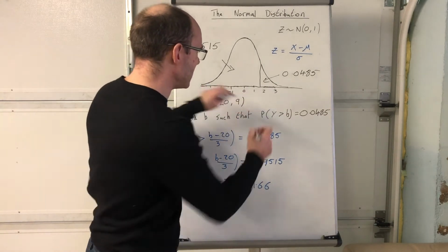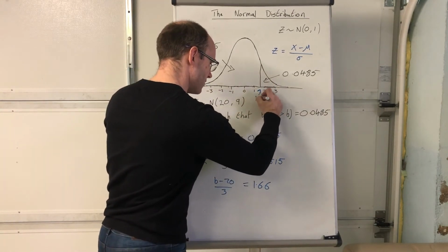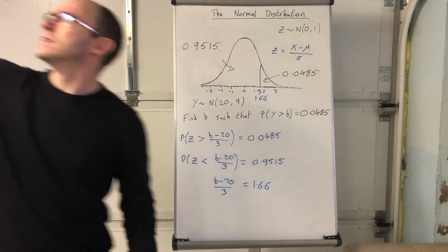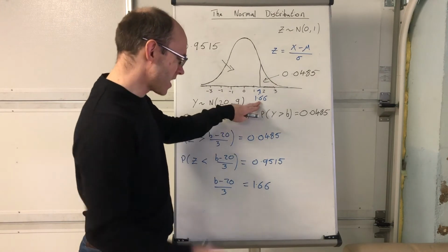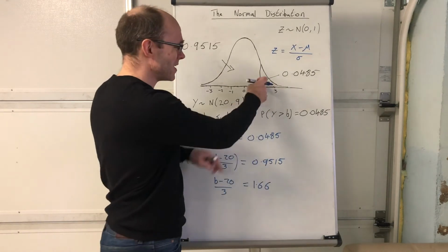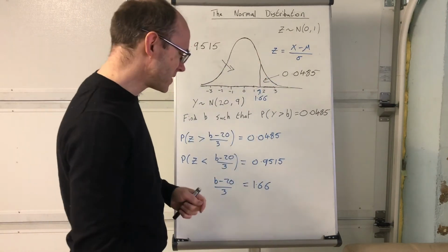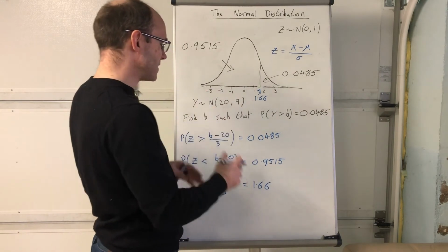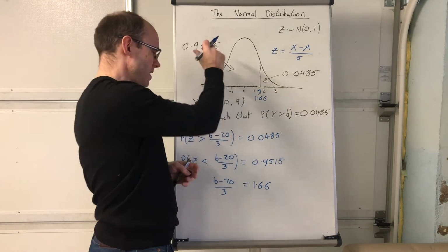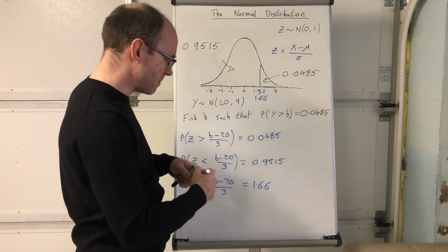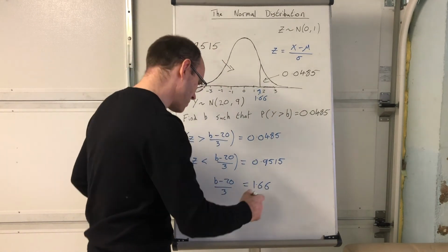So that figure there, like I said, I've kind of looked ahead. I saw that as 1.66. That's how I knew to draw the line there, you see. What we're saying is that the probability that Z is less than 1.66 is that. And we want to find out what B is, so that means B minus 20 over 3 equals 1.66.